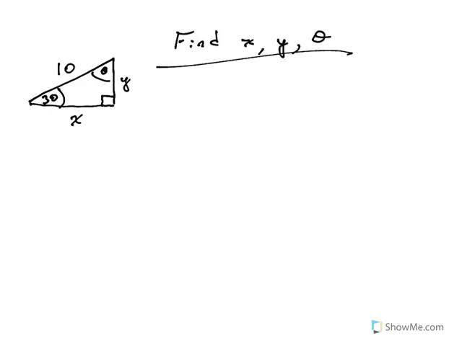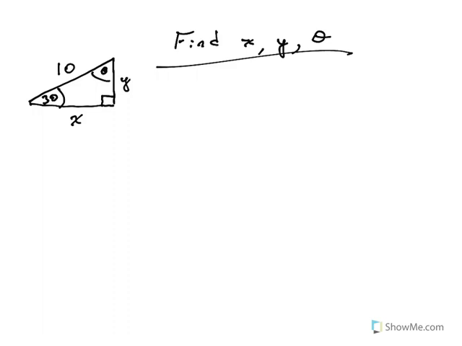Let's say a triangle. Here's my right angle. Let's say I know this is 30 degrees. This is 10. This side I'll call X, and this side I'll call Y. Let's let this be theta right there. And so for this problem, find X, Y, and theta. So a new puzzle, same basic steps, same relationships, but now we may have to do things in different orders.